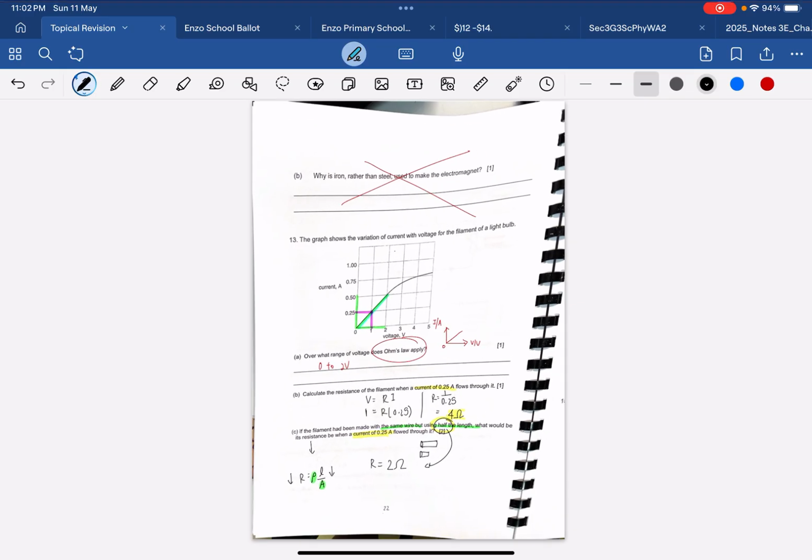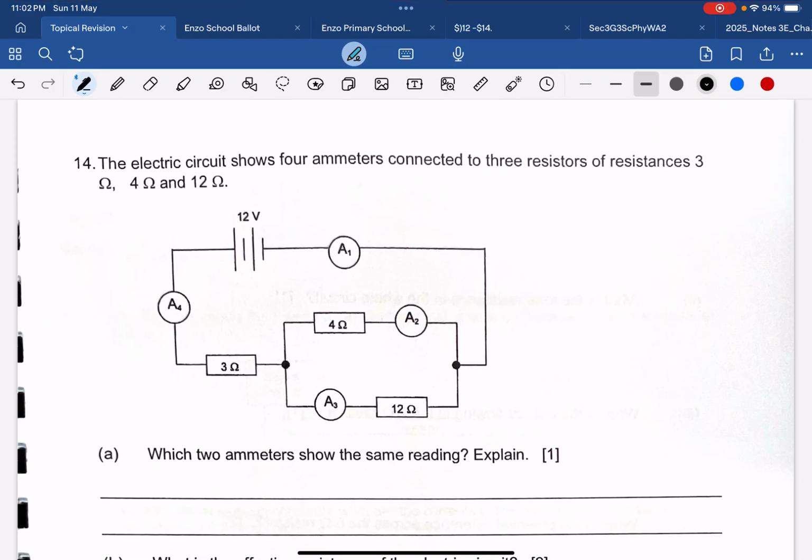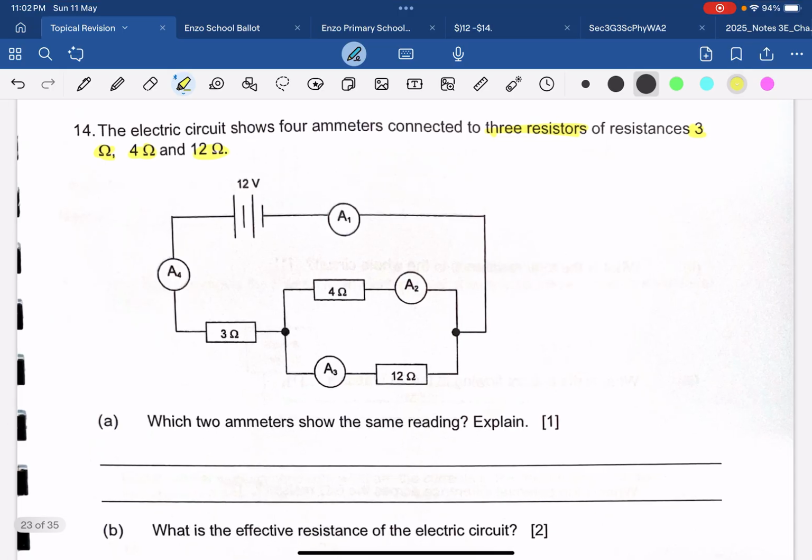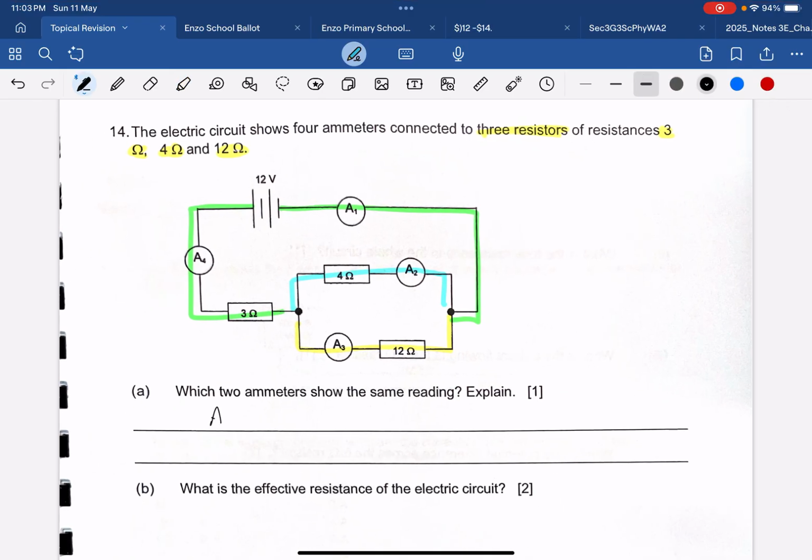Okay, next, this one over here, it says that it has 3 resistors: 3 ohm, 4 ohm, 12 ohm. Which two ammeters show the same reading? Over here, you must always make sure you know how the current flows. Then it will start to split this way. So which two ammeters will show the same reading, the same path, of course same reading. So A1 and A4.